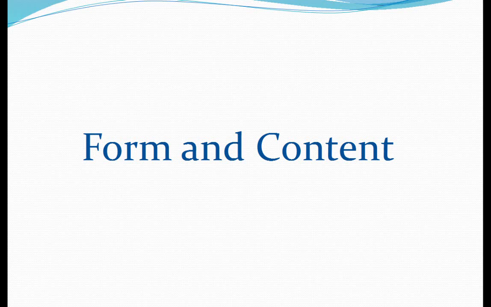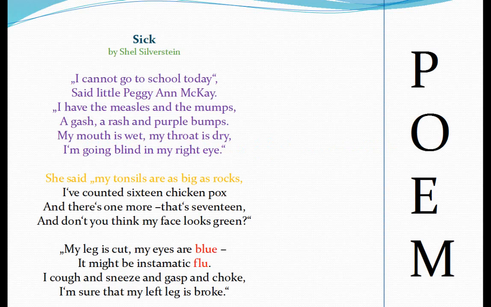Every poem is written by someone. We call this person the author of the poem. You can often find his or her name under the heading of the poem that is called title. The author of our example poem is Shel Silverstein. The title of the poem is Sick. I'll read the poem for you now before I start talking about it.